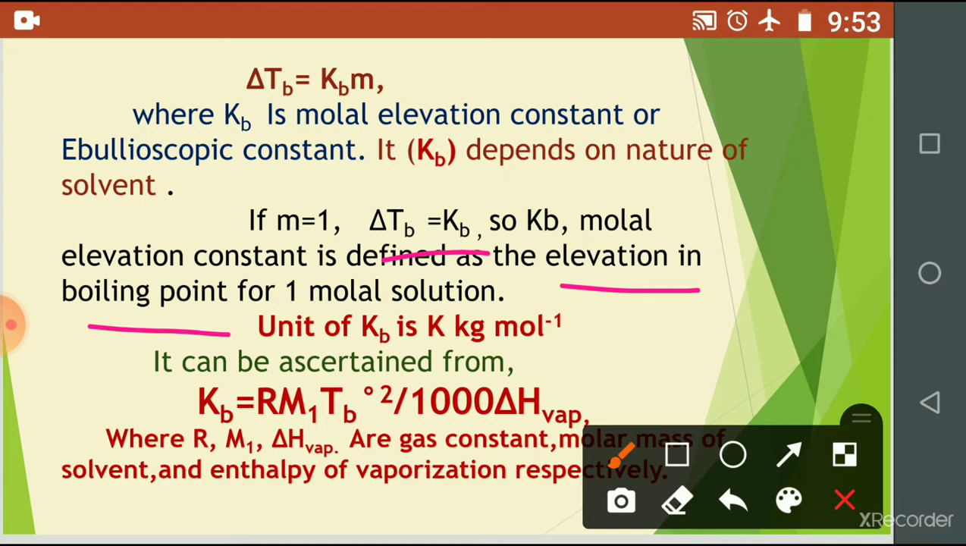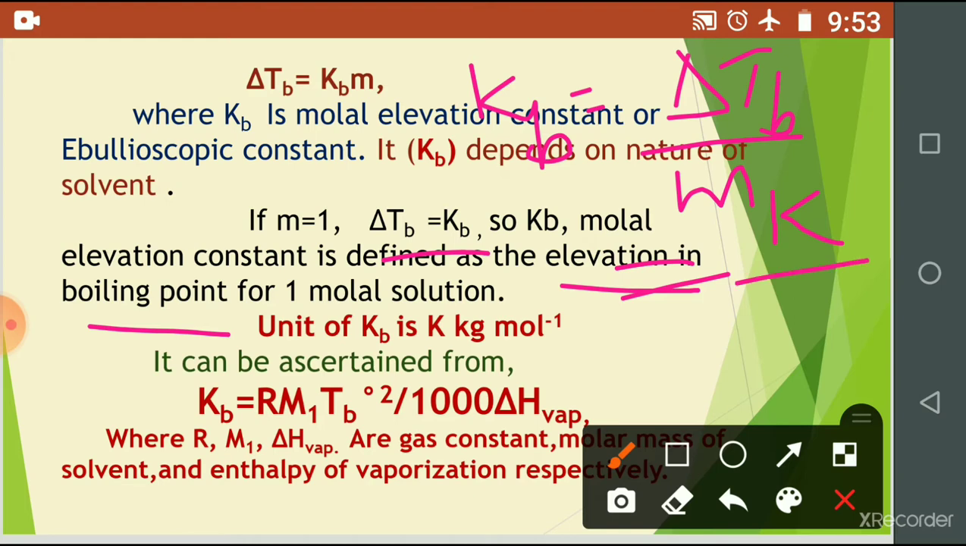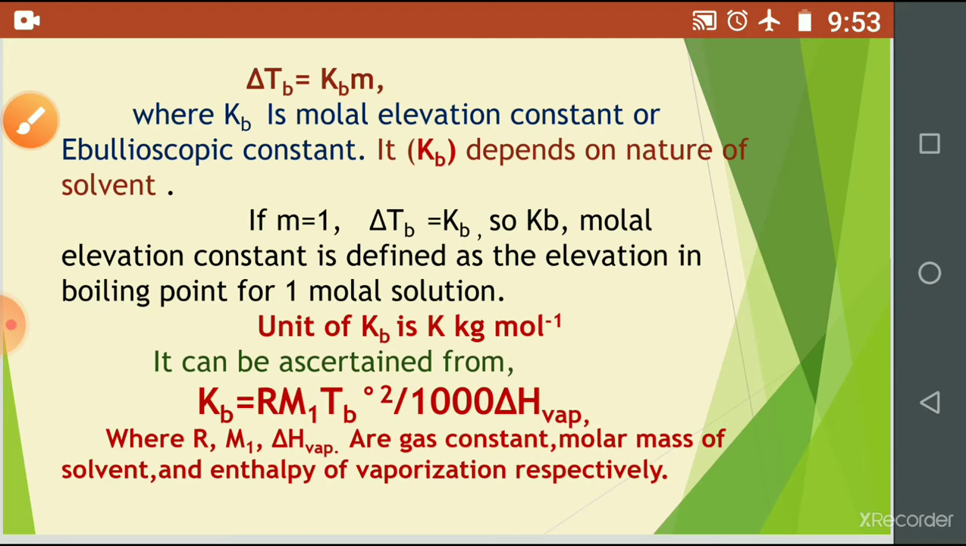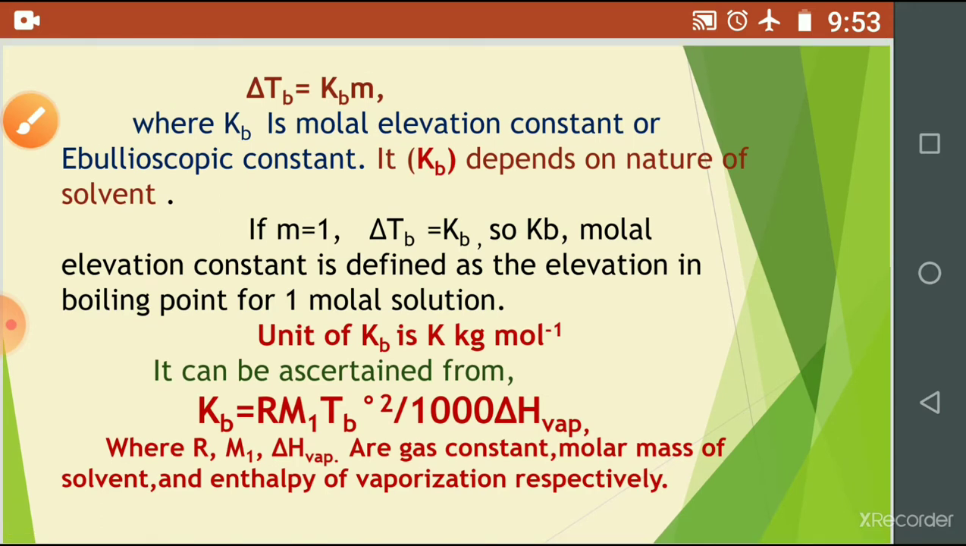So, what is the unit of this Kb? Look here, Kb is equal to ΔTb upon m. The ΔTb unit is the difference in temperature, in Kelvin. Molality is the number of moles present in 1 kg, moles per kg. I will take kg to the numerator, mole to the denominator, so that we get Kelvin kg per mole. So the unit of Kb is Kelvin kg per mole.